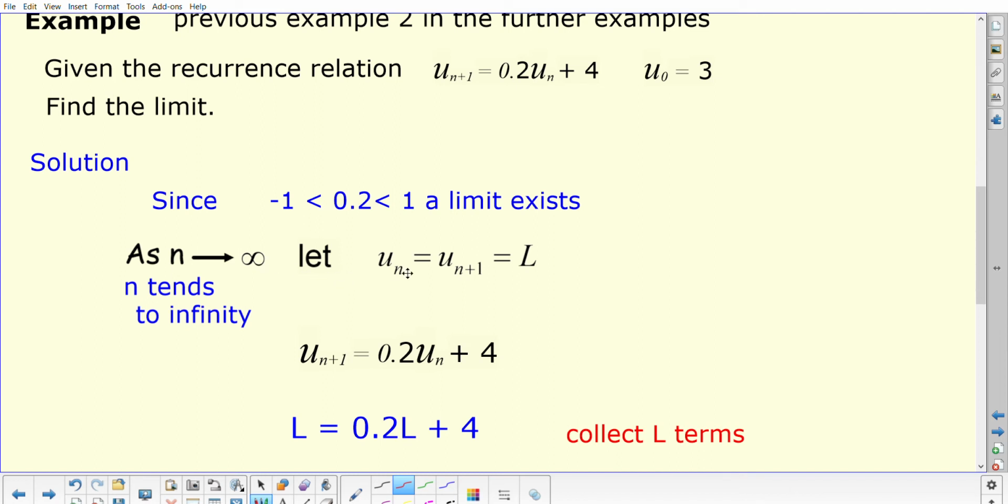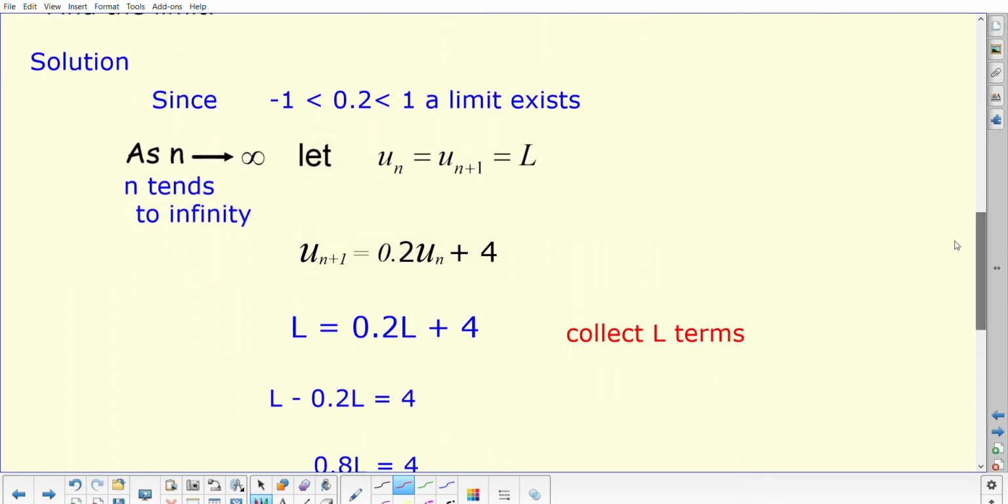We say let the un term be equal to the next one after that, which is un plus 1, equal to L. That's you introducing the limit letter. So there's your recurrence relation. So you're replacing your un plus 1 and your un. They are getting replaced by that L value because they've become the same.